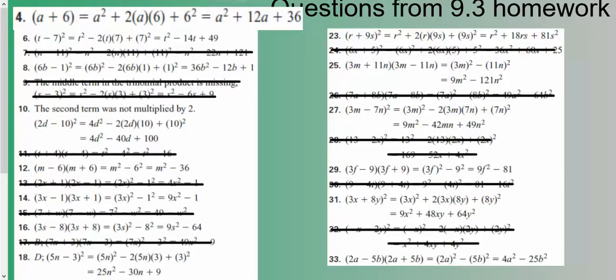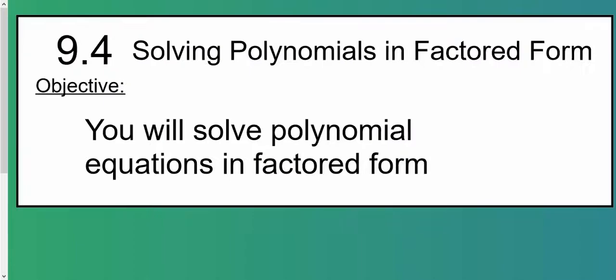Here are the answers for 9.3 where we were working with special products with polynomials yesterday or the day before. So there's your answers. Let me know if you guys have any questions. And those are repeats. Okay.